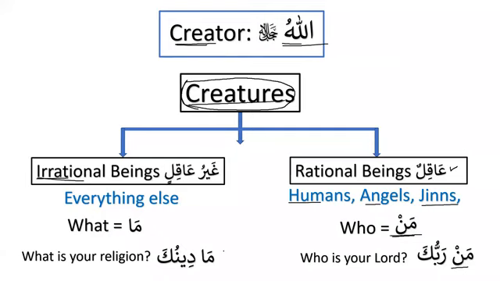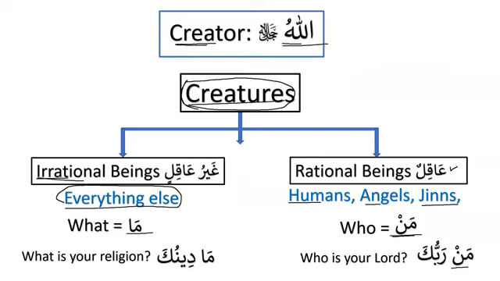And then the second question that will be asked is ma dinuka, what is your religion? Now we can see that ma is not in the category of humans. It's not in the category of angels. It's not in the category of jinns. So we can see that everything else is ghayru aqil, and for that we use ma, as we can see over here. So man is used for humans, angels, jinns, and of course for Allah subhanahu wa ta'ala, and ma is used for the rest of the creatures.